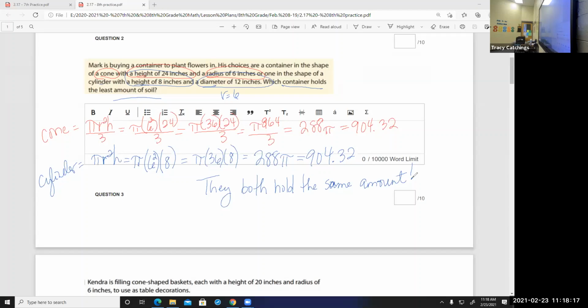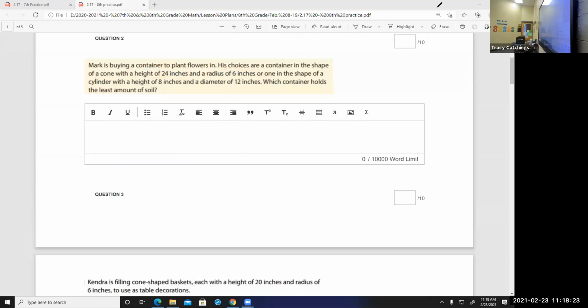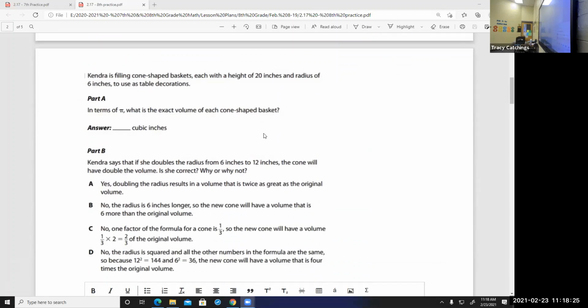Got what you need? Everybody else got what you need? All right, number 3. Kendra is filling cone-shaped baskets, each with a height of 20 inches and a radius of 6 inches. They said in terms of pi, what is the exact volume? What does in terms of pi mean?